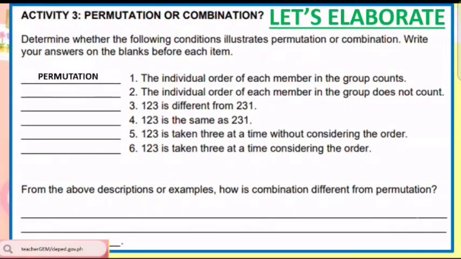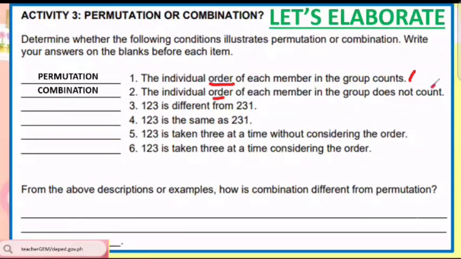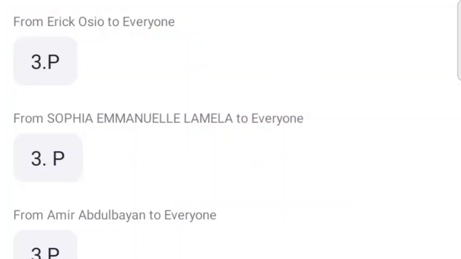Number 2: the individual order of each member in the group does not count. P or C? Here there is still an order but it does not count, so the earlier one was permutation, and now we have combination. Next, number 3: 1, 2, 3 is different from 2, 3, 1. Permutation or combination? It depends on the construction of the sentence, because the sentence seems incomplete. Number 4, my answer is the same: it depends on the construction of the sentence.